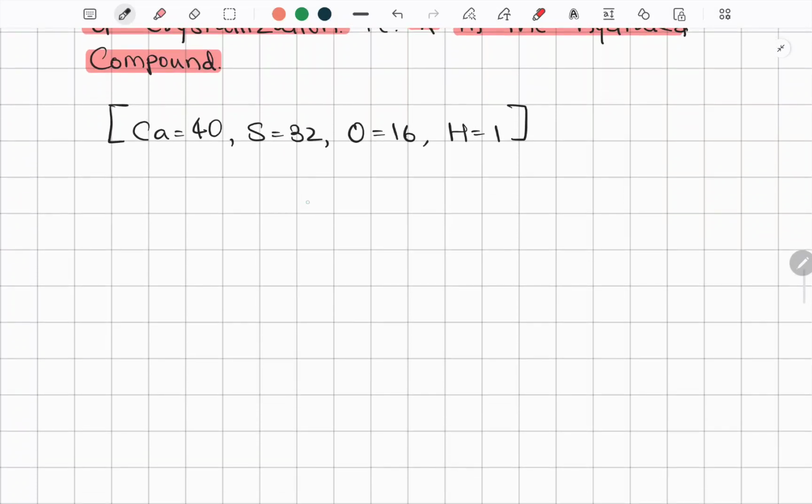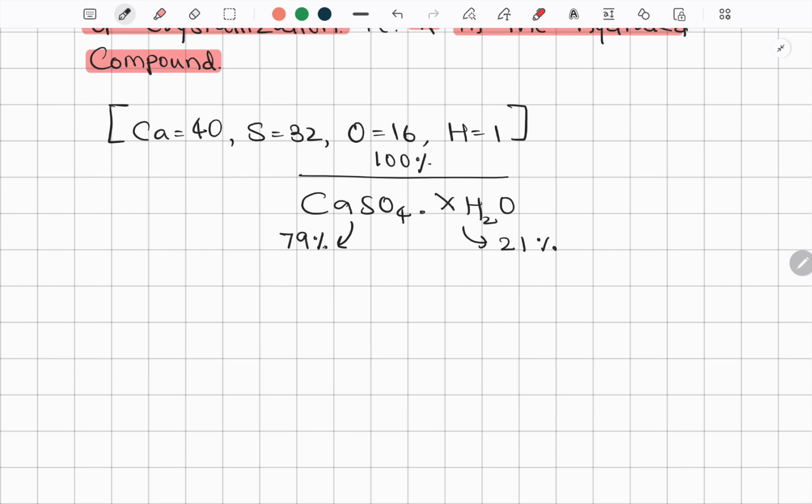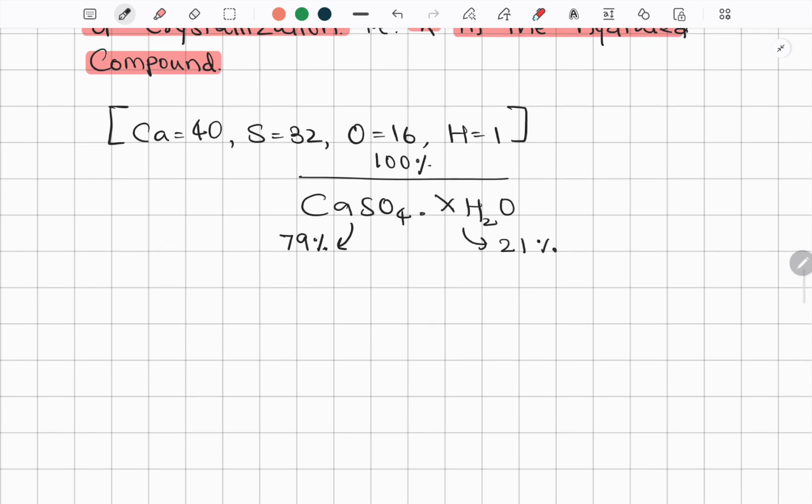Let's write down the formula first, which is CaSO4.XH2O. If this whole formula is 100%, then it's given that 21% of the whole formula is water of crystallization, that is .XH2O is 21%. So 100 minus 21% comes out to be 79%. That means this anhydrous part, CaSO4, is 79% of the overall formula. Correct? Okay, one thing is done.